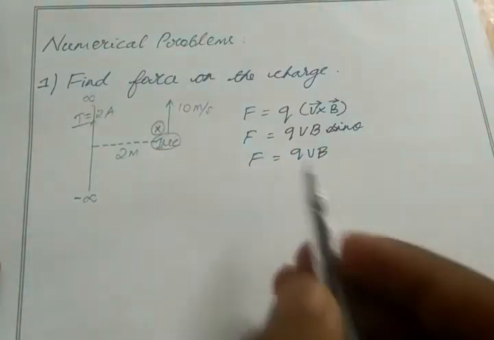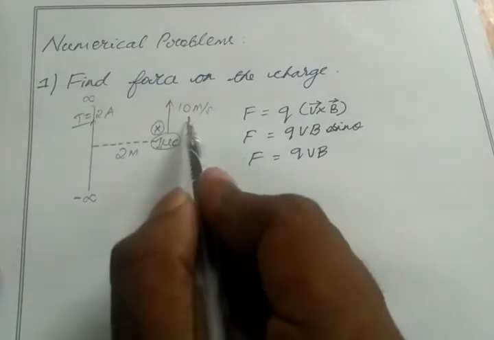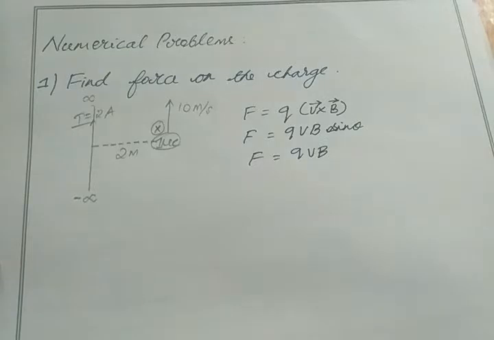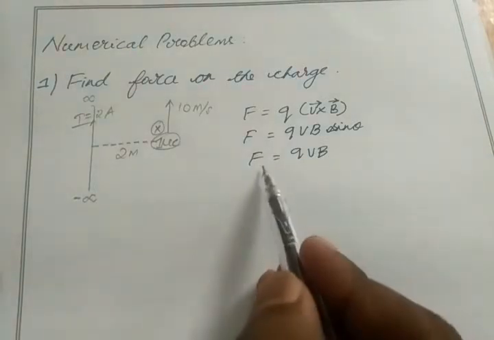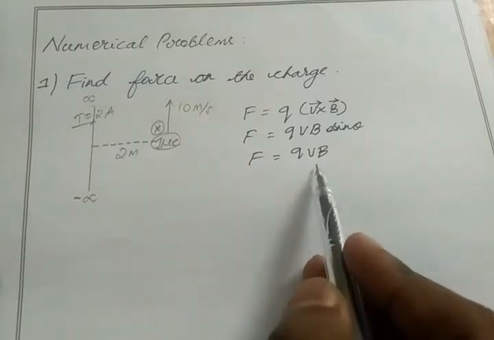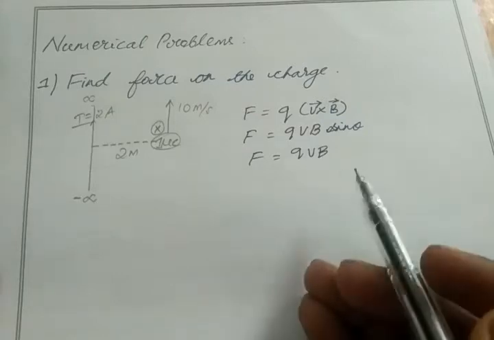Clear? So I know the value of Q, 1 microcoulomb, and I know the value of V, 10 meter per second, but I don't know the value of B, the magnetic field. So I have to find the magnetic field, then only can I find the value of force. To find the magnetic field, use the formula for the magnetic field due to a straight current carrying infinite wire. So what is the formula?